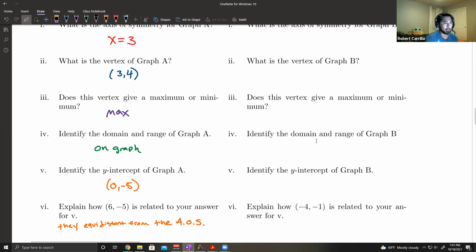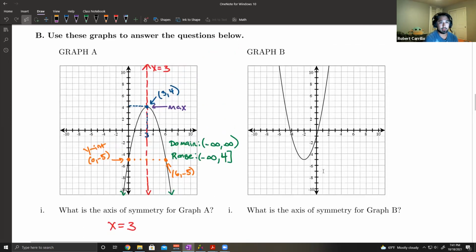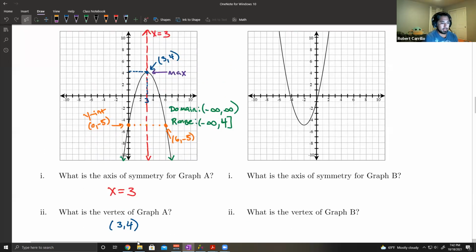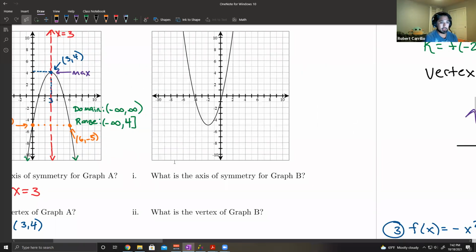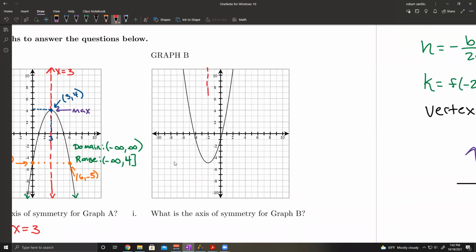Now let's do it for graph B. All right, so graph B, let's focus on you. What is our axis of symmetry for graph B? Negative 5. Do we have different graphs?